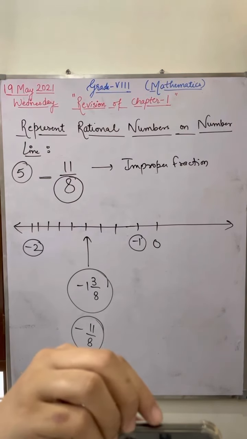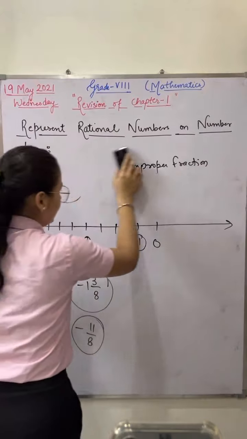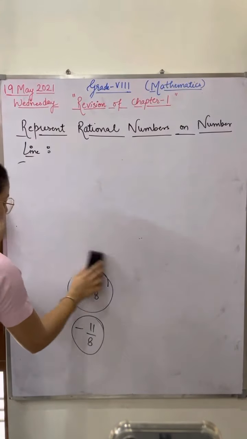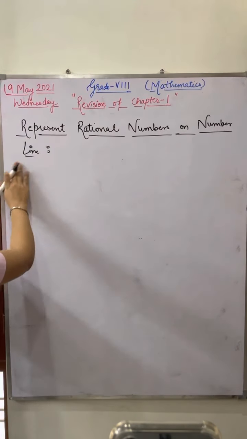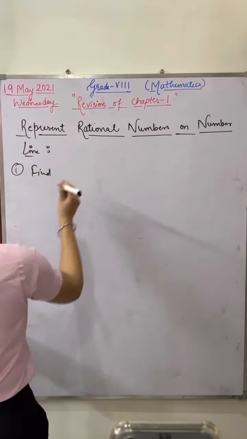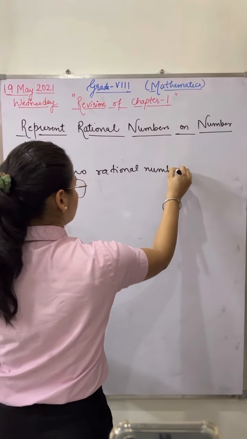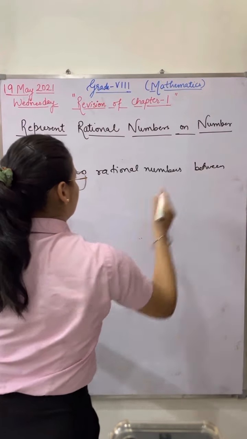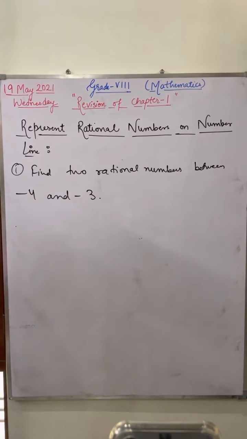Okay, I am going to now tell you the next important concept. Please see this concept again very carefully. The next concept is how we can find the rational numbers between two rational numbers. See, now I am giving you this question. The question is: find two rational numbers between minus 4 and minus 3.